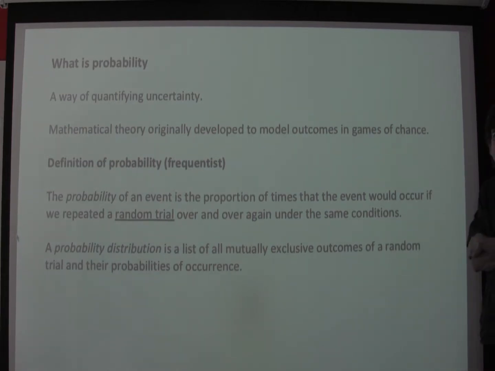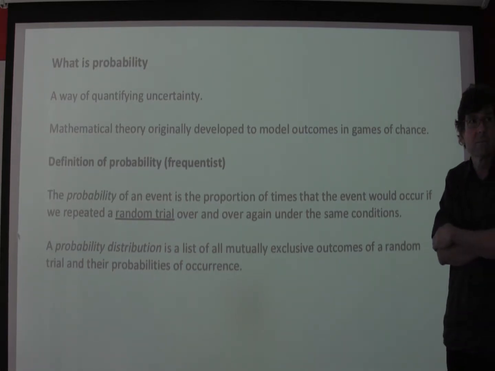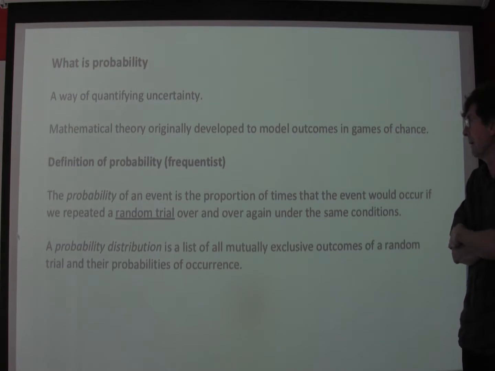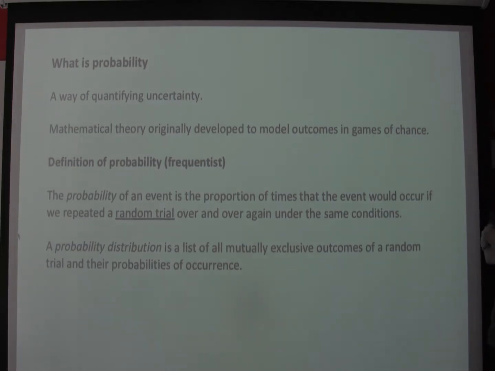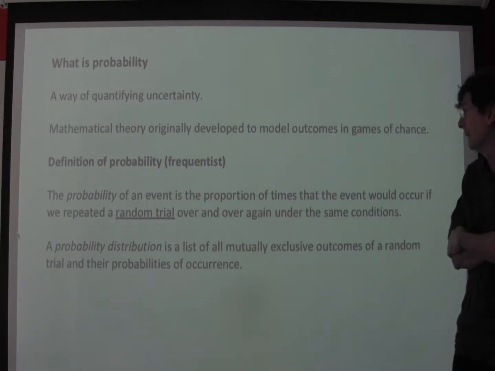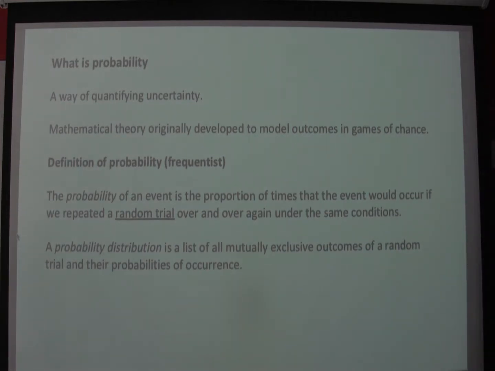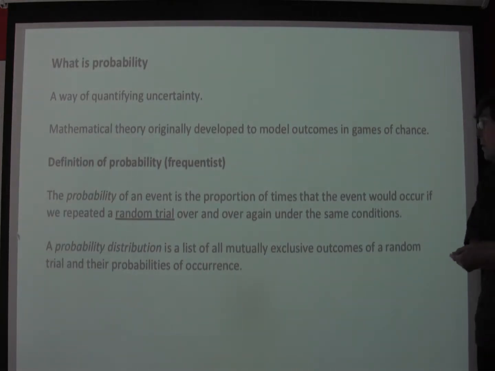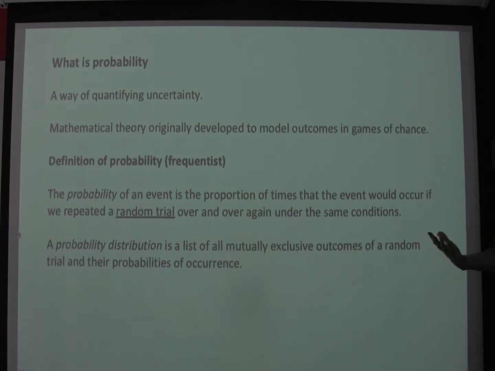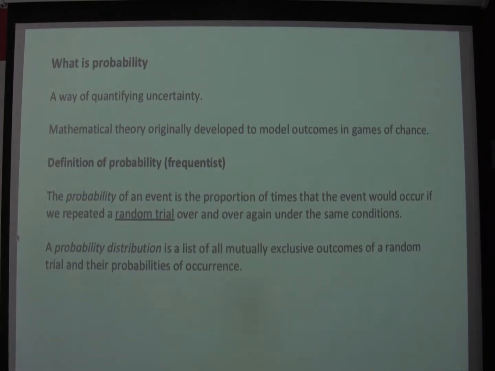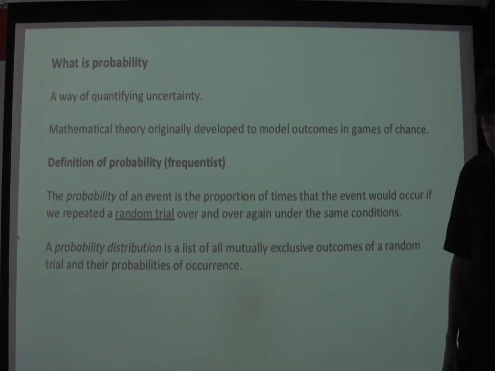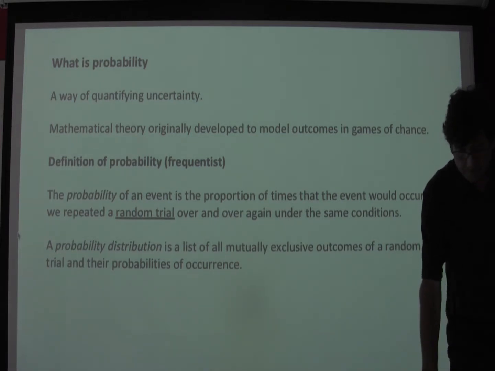But the definition of probability that we use and that we learn as undergraduates is this one, which I've defined before. It's a long-run proportion: the proportion of times that the event would occur if we repeated a random trial over and over again under the same conditions. And then a probability distribution is a list of all of the possible outcomes of a random trial and their probabilities of occurrence, their long-run fractions of occurring.